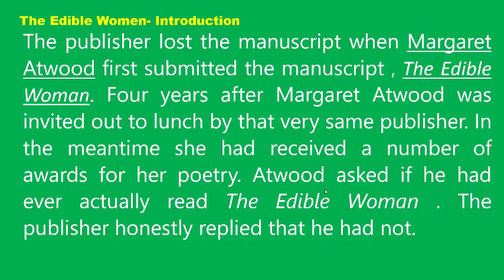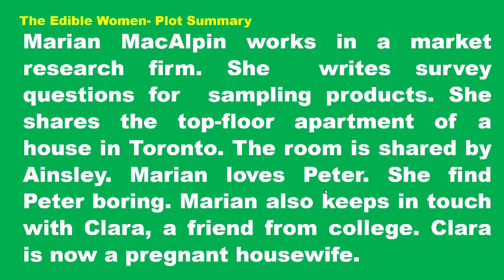So the story moves around these characters: Marian MacAlpin, Peter, Ainsley, Len, and Duncan. The women are three different type characters: MacAlpin, Ainsley and Clara, at three different levels. And there are three men. Peter is very strict and orthodox, wants to get married and have children, and wants his wife to stay at home.